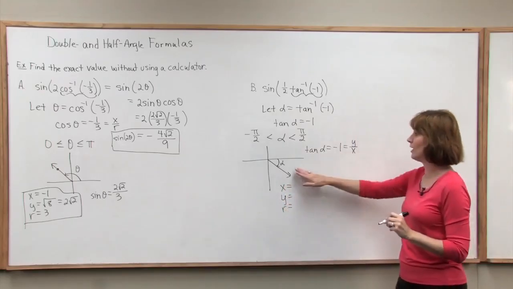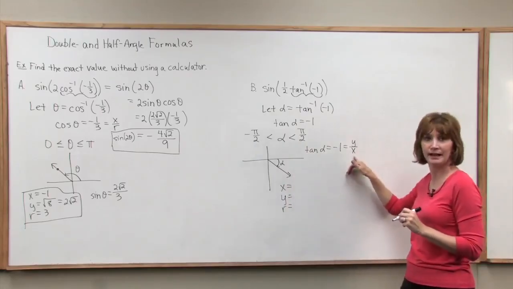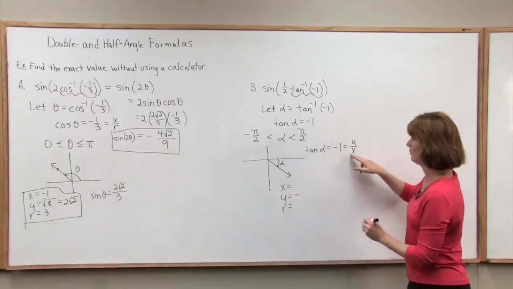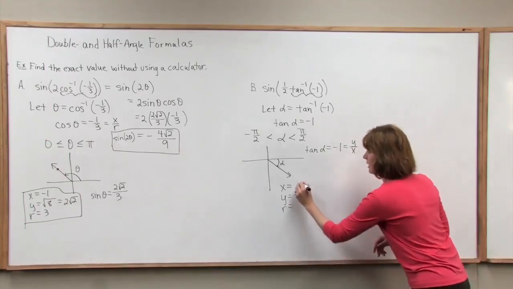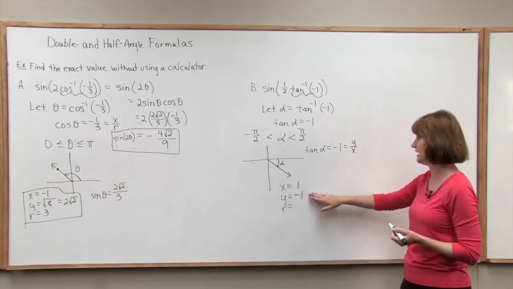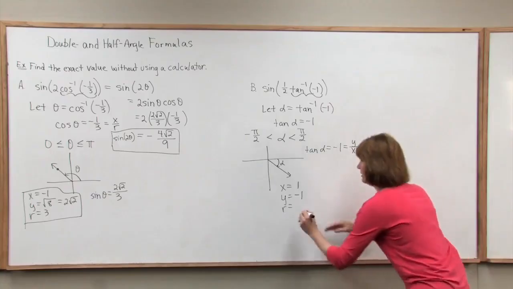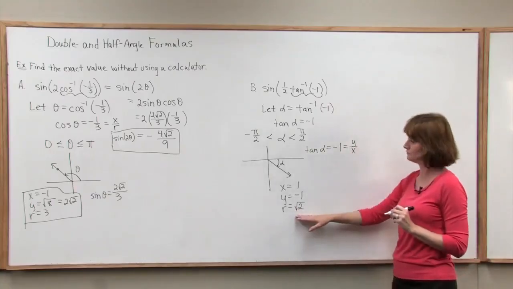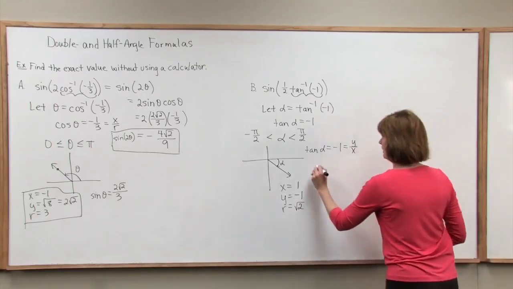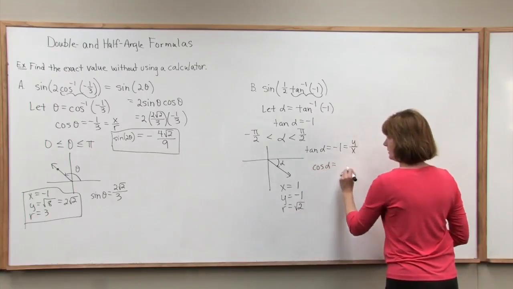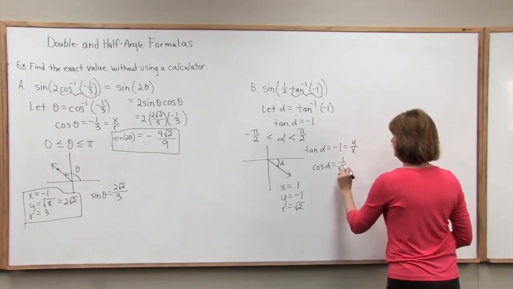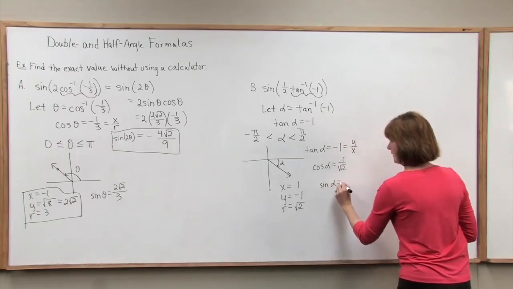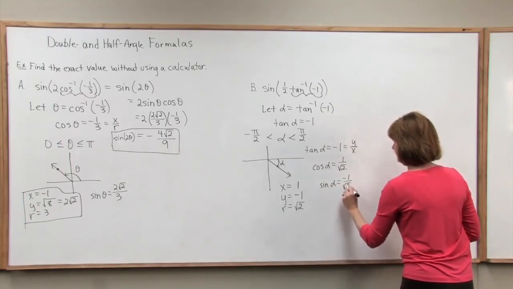Well, let's see. In quad 4, which value is negative? The y, right? So we know y is negative. Well, we'll let y be -1 and x be 1 so that the tangent is -1. Use the Pythagorean theorem. R is going to be the square root of 2. So now we know cosine of alpha is 1 over the square root of 2. And if we need the sine, it would be -1 over the square root of 2.